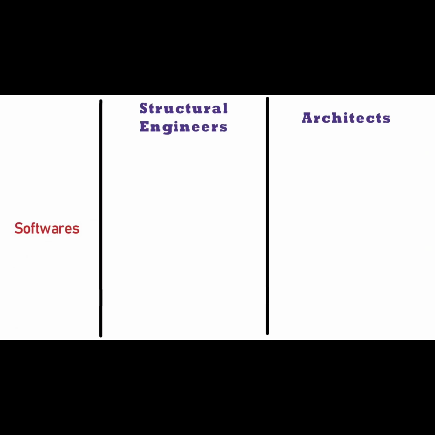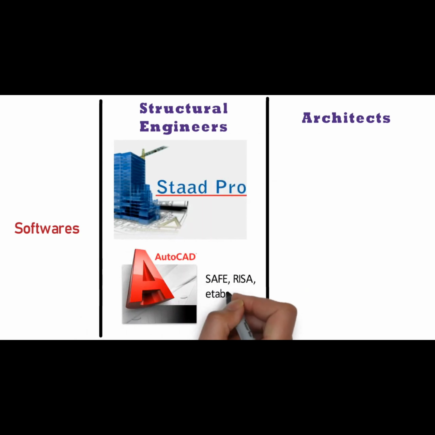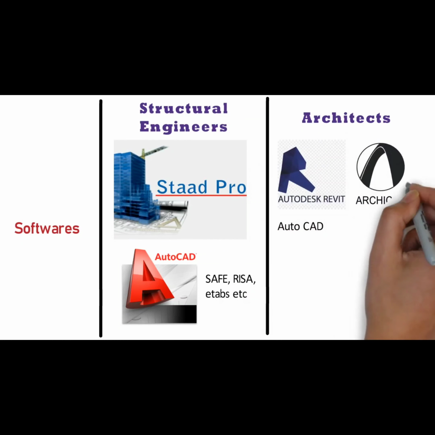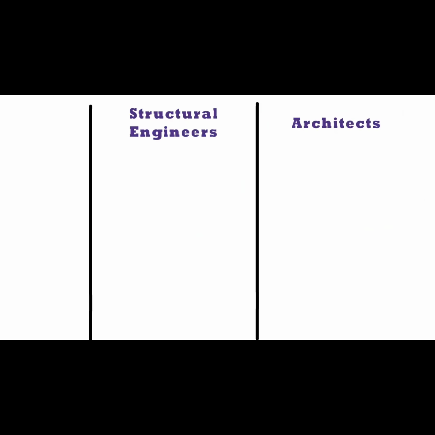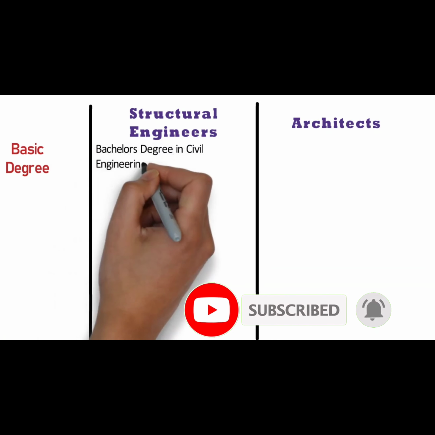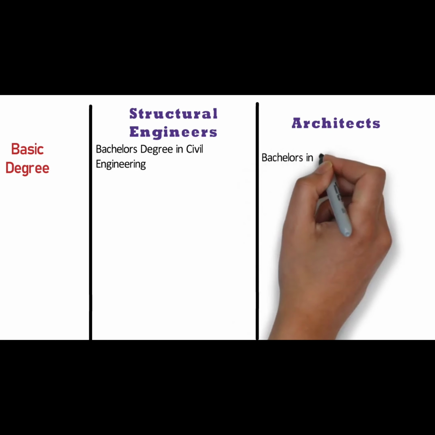Softwares. The basic softwares used by structural engineers are STAAD.Pro, AutoCAD, SAFE, RISA, ETABS, etc. Whereas the basic softwares used by architects are AutoCAD, Revit, ArchiCAD, and other building information modeling softwares, etc. Basic degree. The education of structural engineers is usually through a civil engineering bachelor's degree, whereas the basic degree required to become an architect is a bachelor's in architecture.